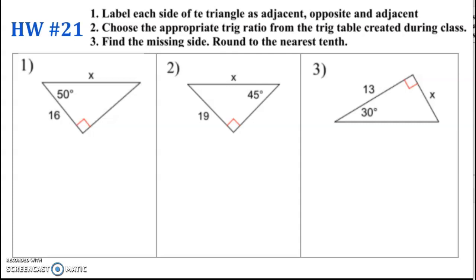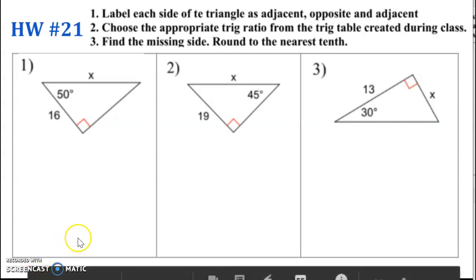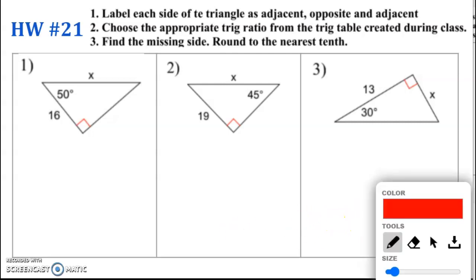So what you need to do is label each side of the triangle as opposite, adjacent, and hypotenuse first. Okay, that's a typo there. Choose the appropriate trig ratio from the trig table created during the class, and then find the missing side rounded to the nearest tenth. So let's go through it together.